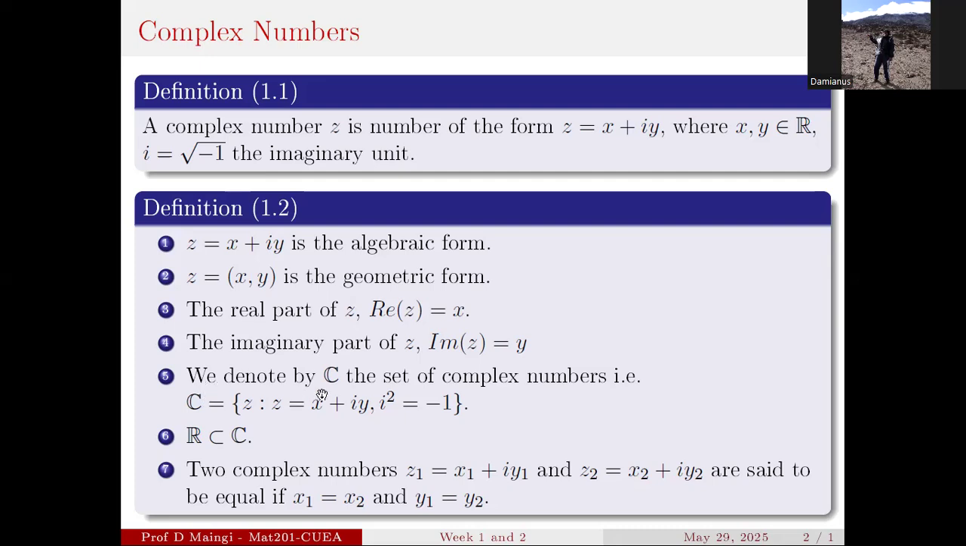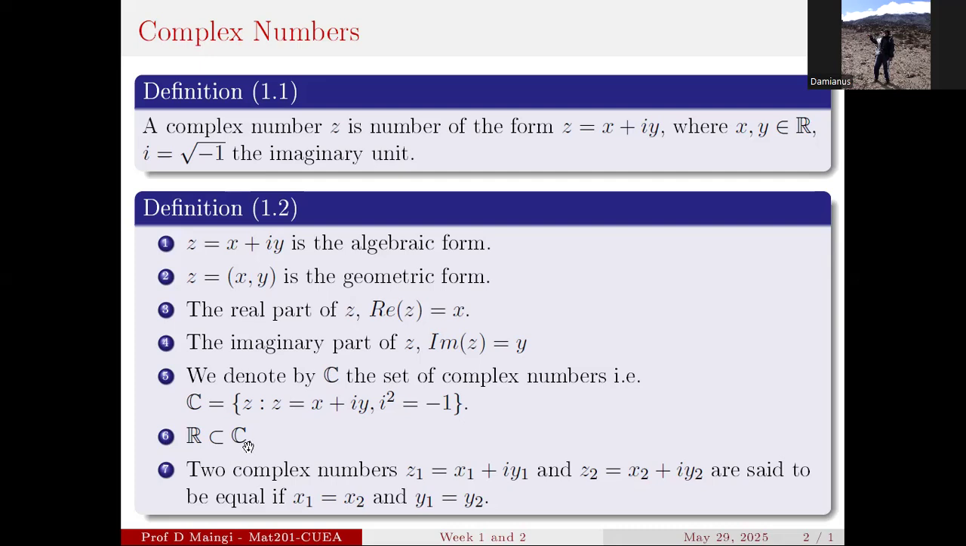So we denote by C the set of complex numbers. That is, we write the complex number set C as all those numbers Z such that Z can be expressed in the algebraic form Z equals x plus iy, where i is the square root of -1 or i squared is -1. And then something to note here is that the set of real numbers is a subset of the complex numbers.